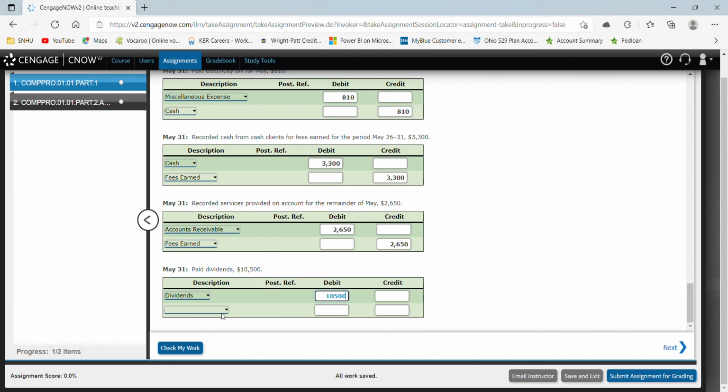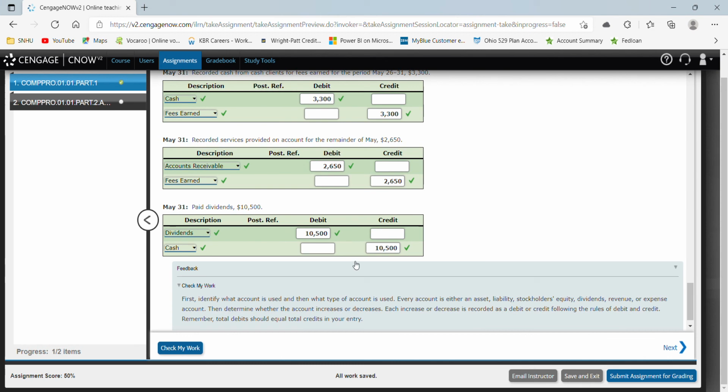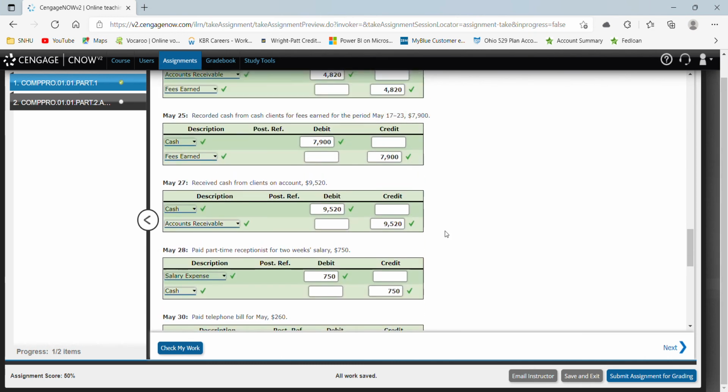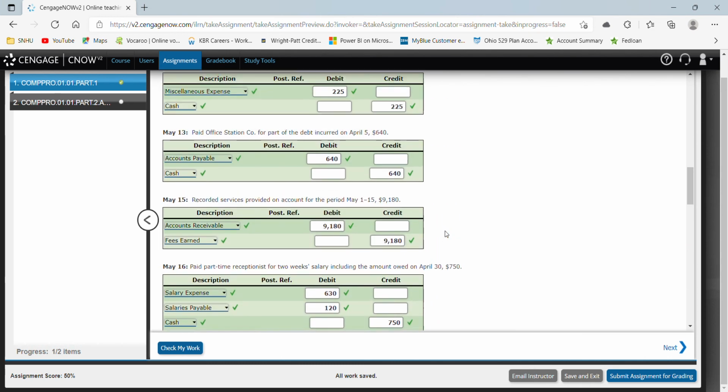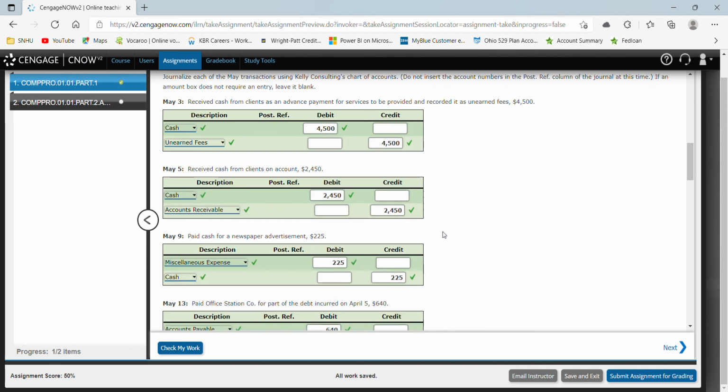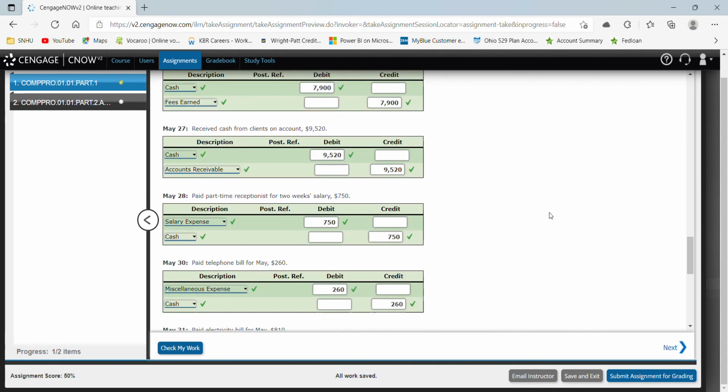One of the kind of informal, well, it's a formal rule in accounting that you always record your debit first. If you notice that I'm doing that, if you do it differently, the software is going to say that it's wrong, even though your transactions are technically correct. If you enter your credit first and then your debit, it's going to mark it as wrong. Okay, let's see how we did. I think we got all green check marks. And so hopefully that helps you with the comprehensive problem.